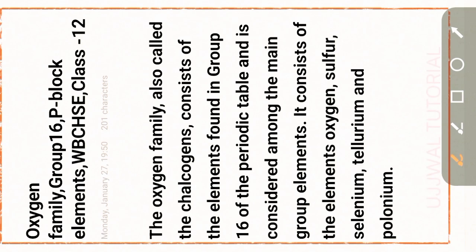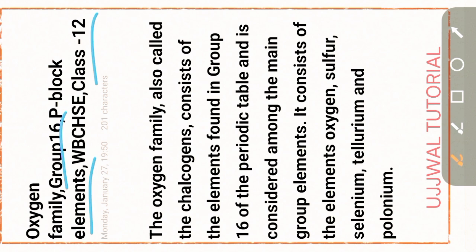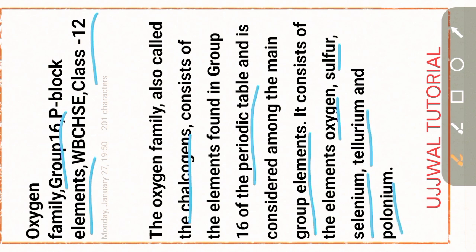My dear viewers, now we discuss the oxygen family, group 16 p-block elements, based on WBCHSE class 12. The oxygen family, also called chalcogens, consists of the elements found in group 16 of the periodic table and is considered among the main group elements. It consists of the elements oxygen, sulfur, selenium, tellurium, and polonium.